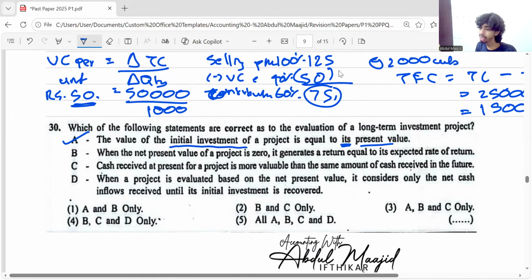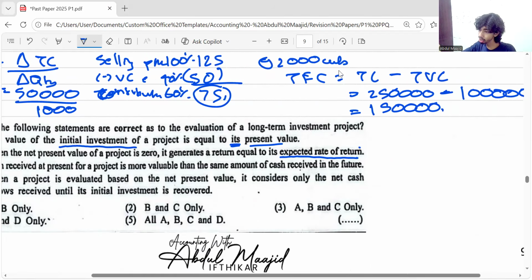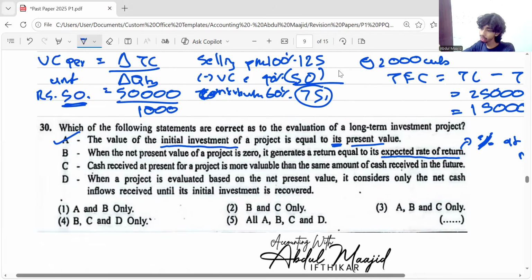Then B, when the NPV of the project is 0, it generates a return equal to its expected rate of return. Remember, expected rate of return is the percentage or the rate at which NPV is 0. It is the discounting rate at which, when you multiply your cash flows, you will get an NPV of 0. So yes, when the NPV is 0, it generates a return equal to the expected rate of return.